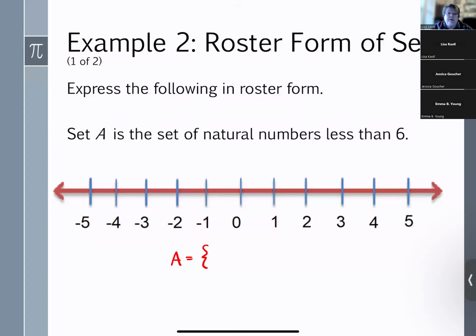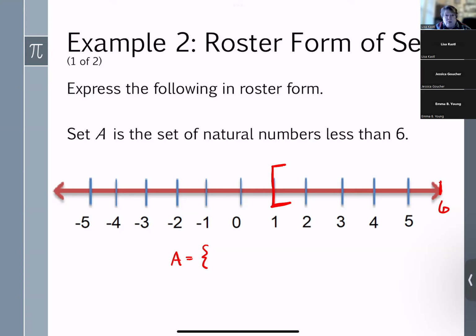Okay, so back to our slide. We have in a description that set A is the set, so I have that written down. A equals a set, open brace, of natural numbers. The natural numbers start at 1, less than 6. Okay, 6 is over here somewhere. What are the numbers on the number line that are less than 6? And there are natural numbers. I mean, there are a whole infinite number of numbers that are less than 6. But of the natural numbers, what numbers are less than 6?